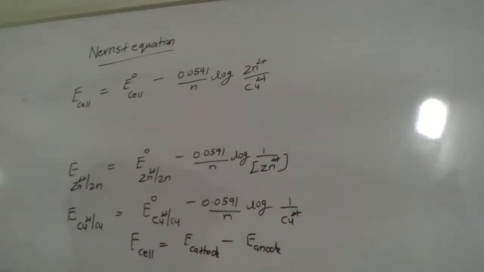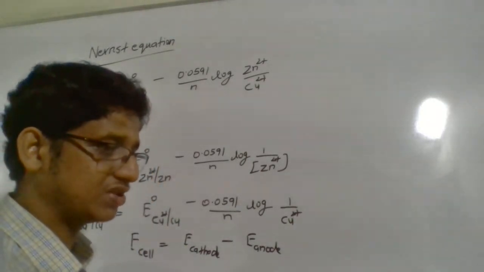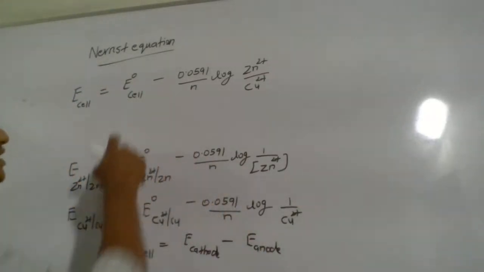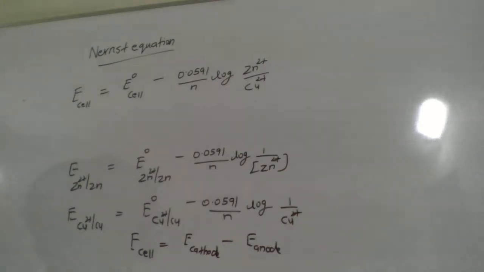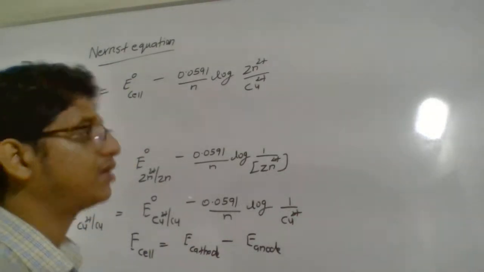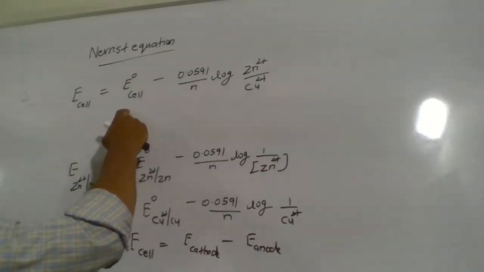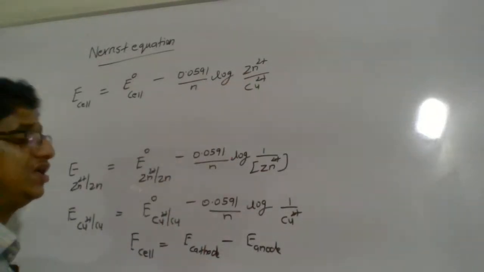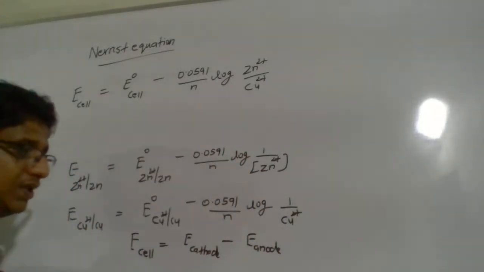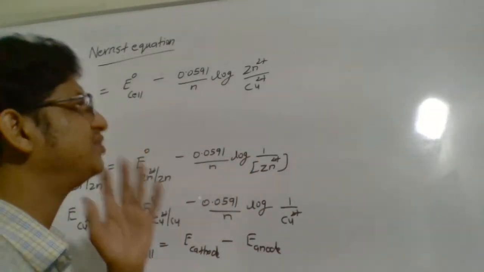Now what is the data we need? We want E0 cell. If the standard electrode potential of cathode and standard electrode potential of anode are given, you can find the standard cell potential E0 cell, which is equal to E0 cathode minus E0 anode. You can apply that to find E0 cell, and all you need is the concentration of Zn2+ and the concentration of Cu2+. So if you generalize this, how can you say?